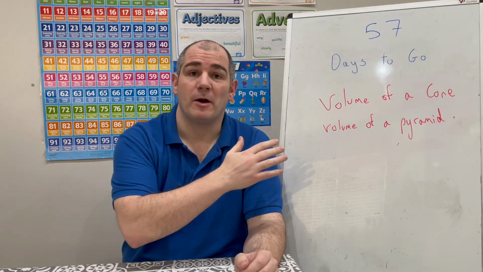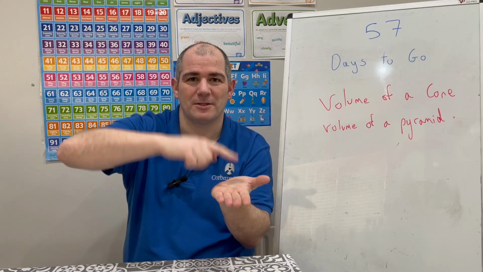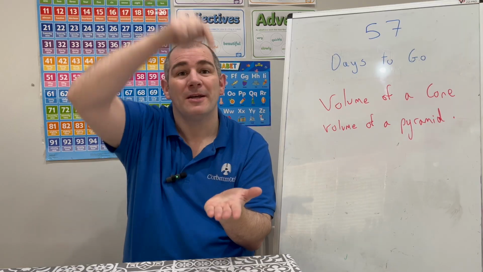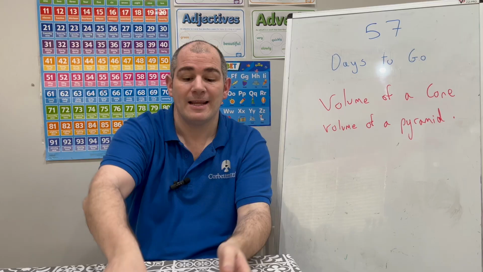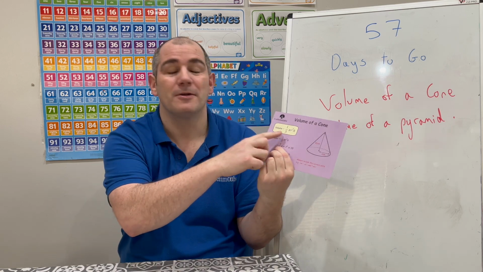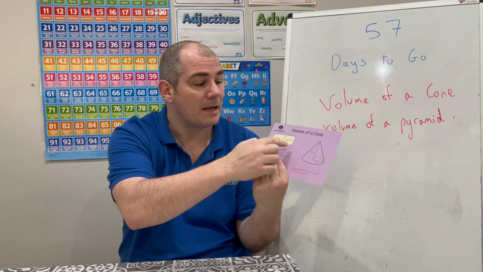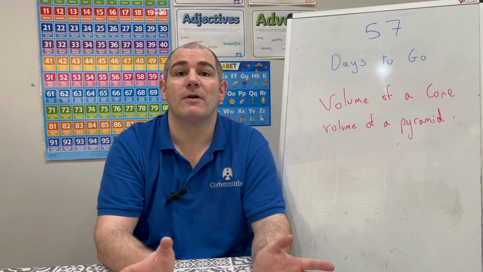To find the volume of a pyramid, you do a third of the area of the base times the perpendicular height. The perpendicular height is the height from the base to the highest point going straight up and down of that pyramid. And likewise for a cone, and if you've got the Corbettmaths revision cards, card number 88 is useful for you, it's a third pi r squared, so a third of the area of the base, times by h, the perpendicular height of that cone.